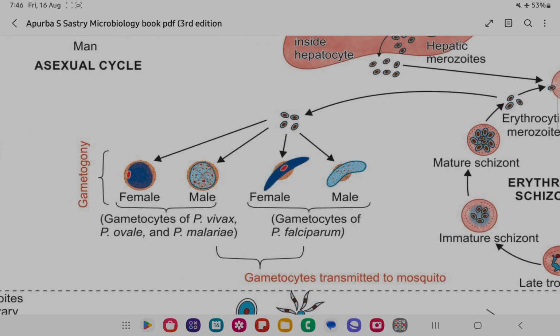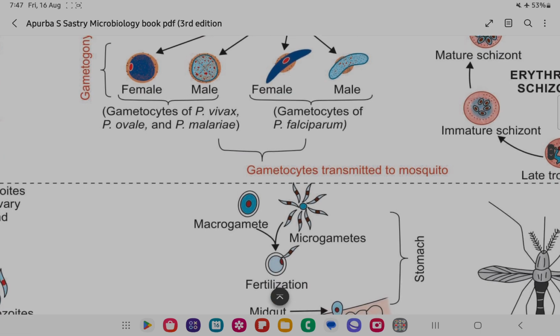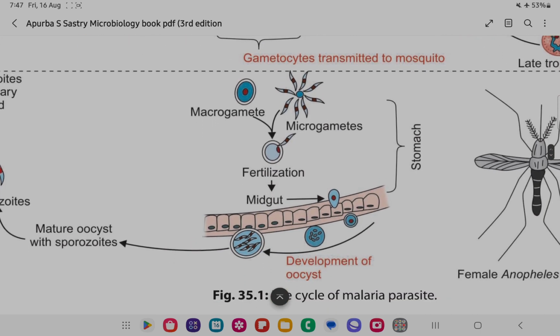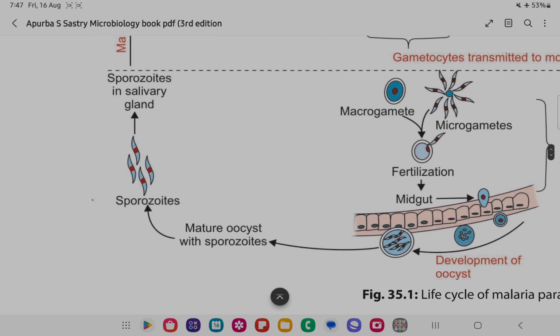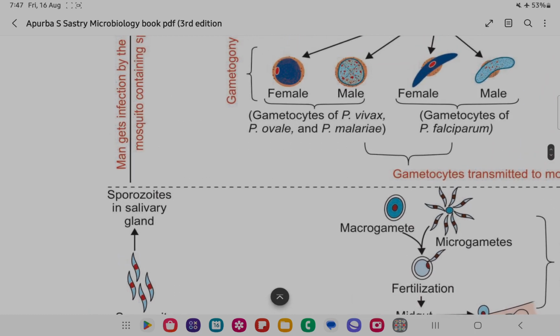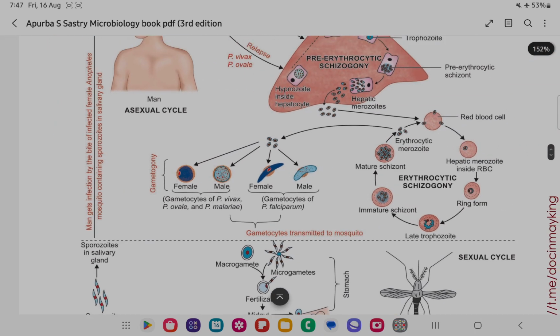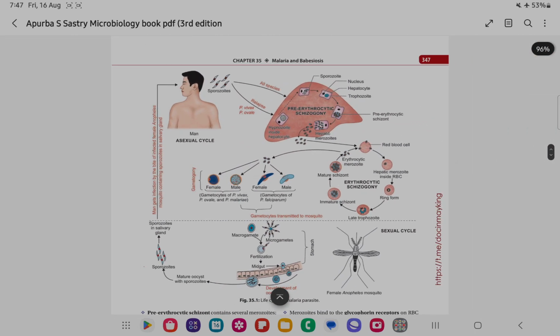This is the third stage of the sexual cycle, with female and male gametocytes. You can see the structure here, and fertilization takes place in the midgut of the female Anopheles mosquito. This is how sporozoites develop from the oocyst, then travel to the salivary gland of the female Anopheles mosquito. So here is the overall diagram; you can take a snap of this, it will be helpful for you. You can draw this diagram in the exam also.